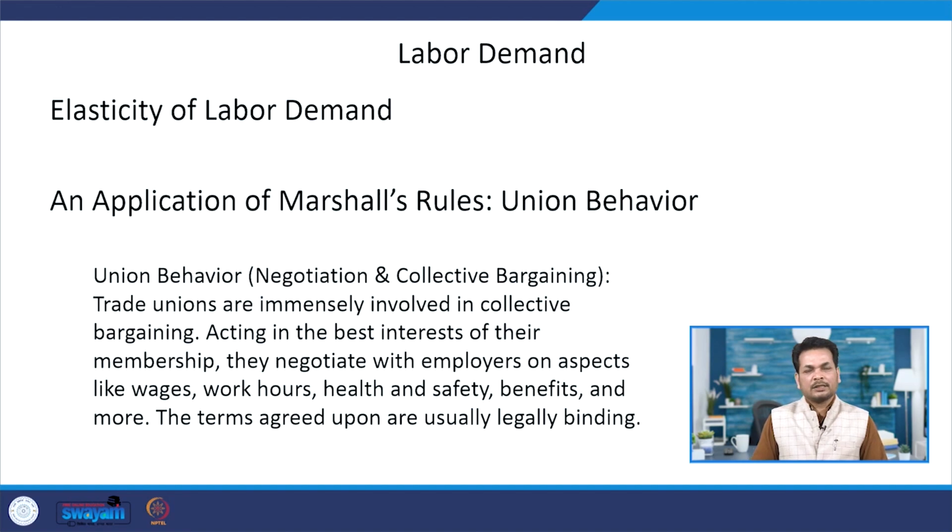Now, while discussing Marshall's rules on derived demand, we need to understand how these rules are applicable in real world situations. We will discuss the application of Marshall's rules through the behavior of unions. Unions in the industry often come under one single umbrella. The workers come under one union. They formalize their union to negotiate and to increase collective bargaining.